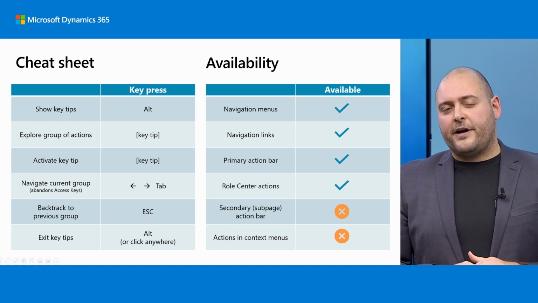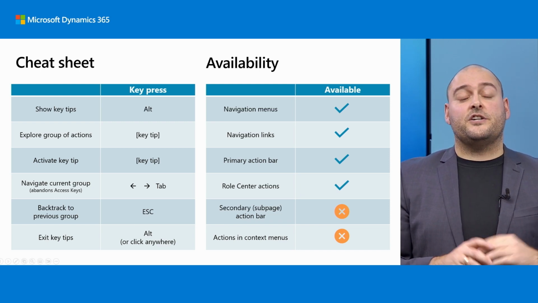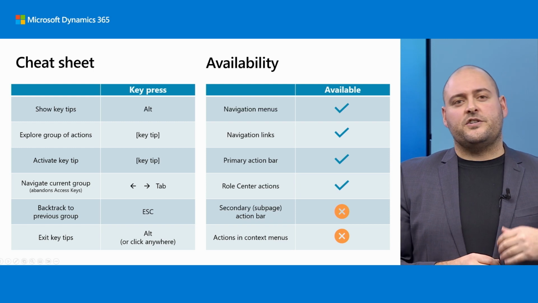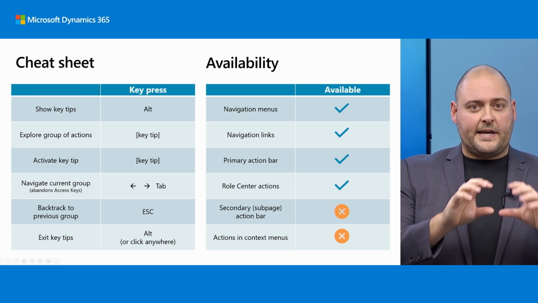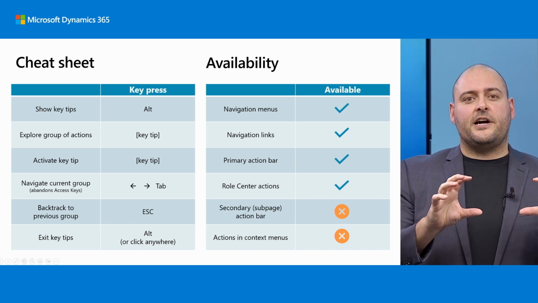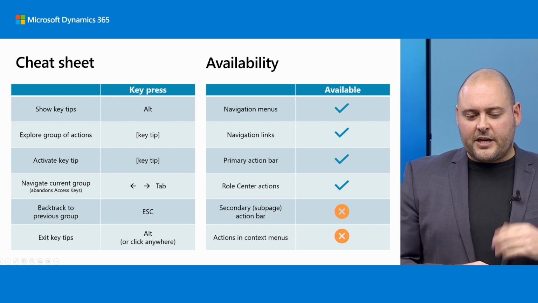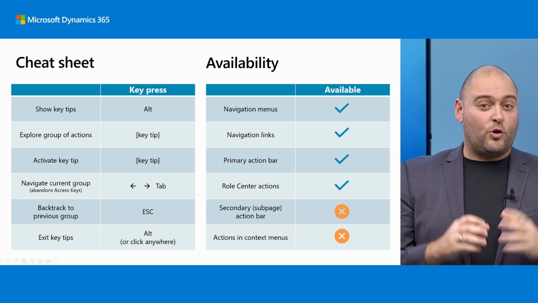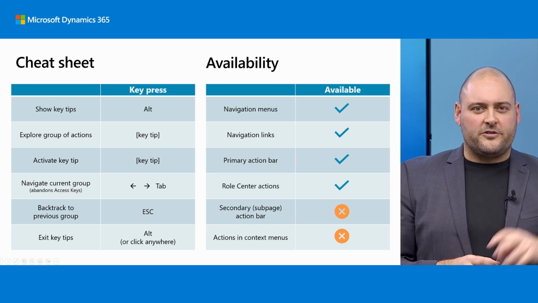It is currently not available for what you could call secondary action bars on a page, such as if you have a subpage, such as on the document, sales lines, that set of actions that you get around the sales lines, those are currently not accessible via access keys. And the same counts for actions that are shown inside all kinds of context menus, for example, in your fact boxes or in your role center parts.